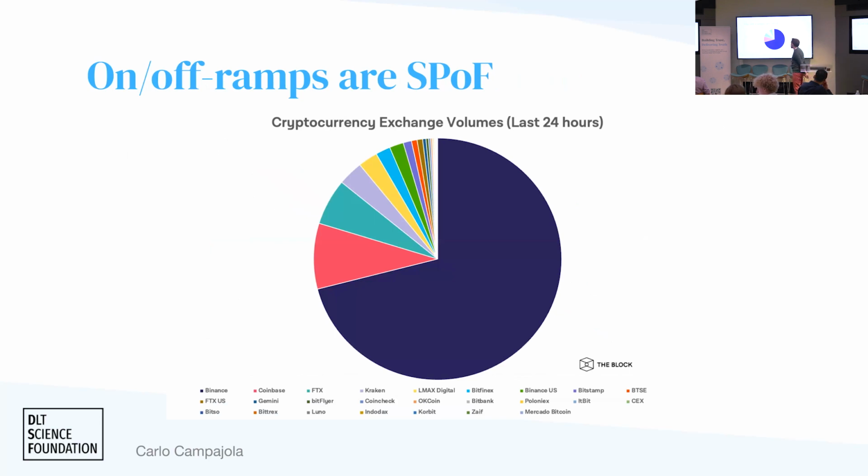This is a snapshot from last year, when FTX was still a thing, of the exchange volumes, and the large purple thing is Binance, and then you have Coinbase, FTX, and so on. And these are single points of failure. These are companies that can do misconduct, or they are subject to regulation at some point, maybe. And these are single points of failure for your system, right?